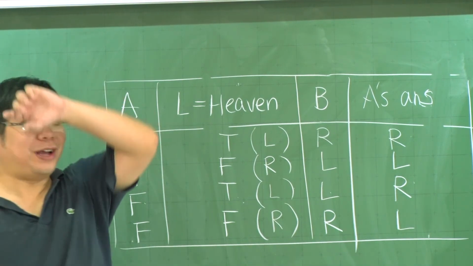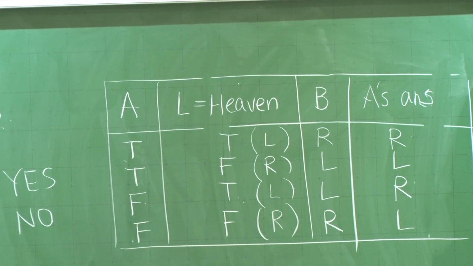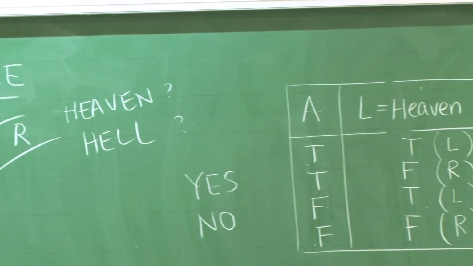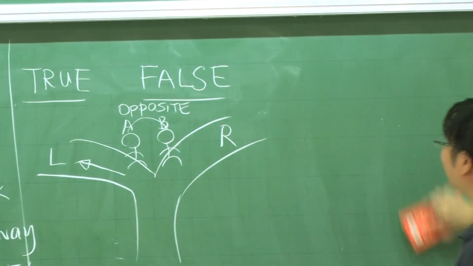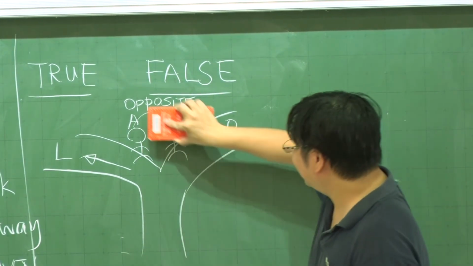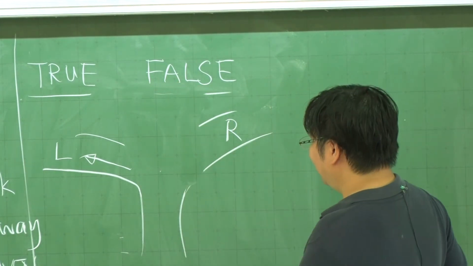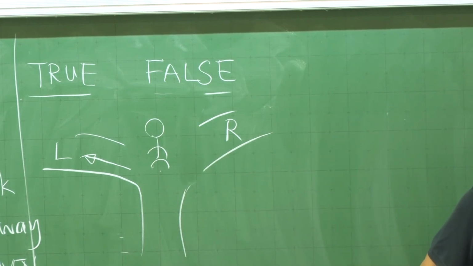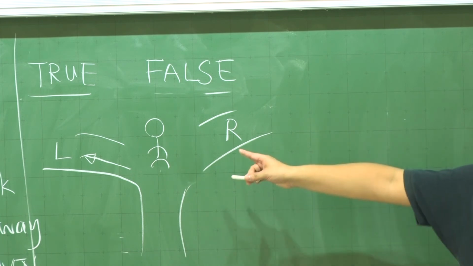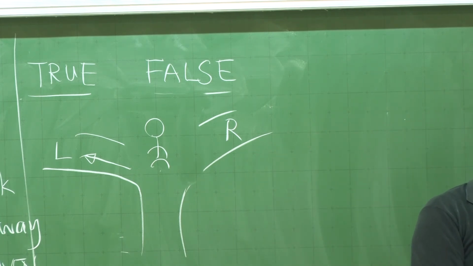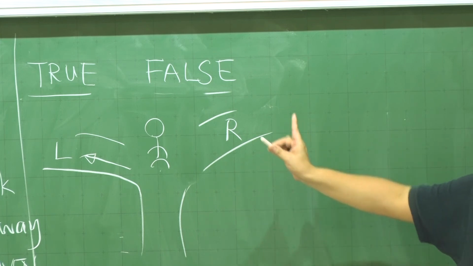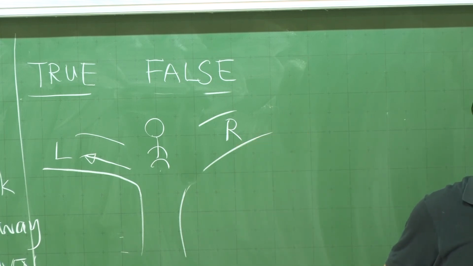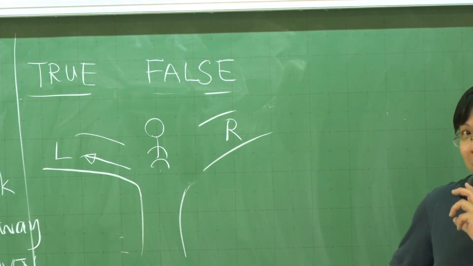Now, to end this class, I'm going to make one extension of this one. Suppose that you just see one person here. Now you don't know whether this person is a true type or a false type. Is it still possible that you ask this person one question and then you can decide which side is heaven and which side is hell? Okay, so let's talk about this maybe on Wednesday.